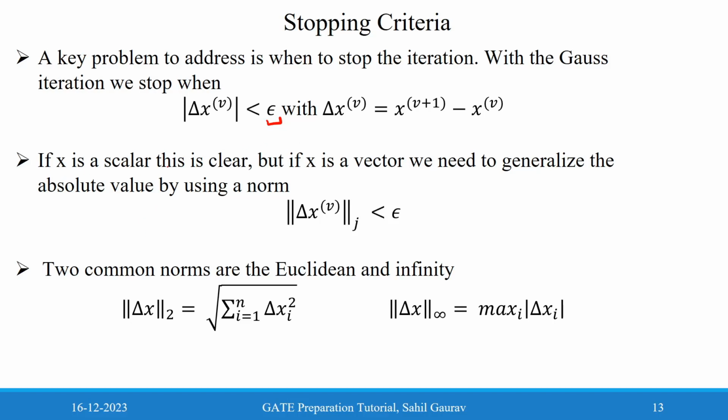Now if x is a scalar, then this is clear, but if x is a vector, then we need to generalize the absolute value by using a norm. Generally we have two common norms that we use in power systems, the Euclidean norm and the infinity norm. So this first one is the Euclidean norm, and this is the infinity norm.